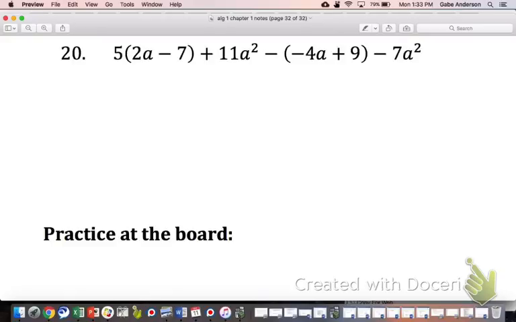I appreciate that. So there's a lot going on in here. What jumps out to you as something that we could start to break this down and simplify a little bit? What do you see, Grace? The 11a squared minus negative 7a squared. I agree, and I think if I were doing this one, I might do that first as well, but can we do that last?